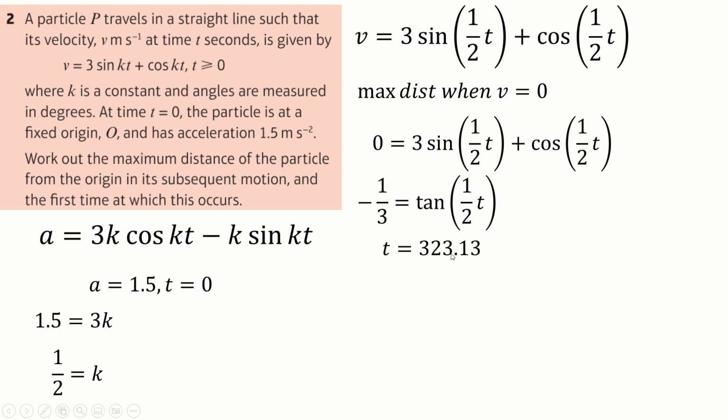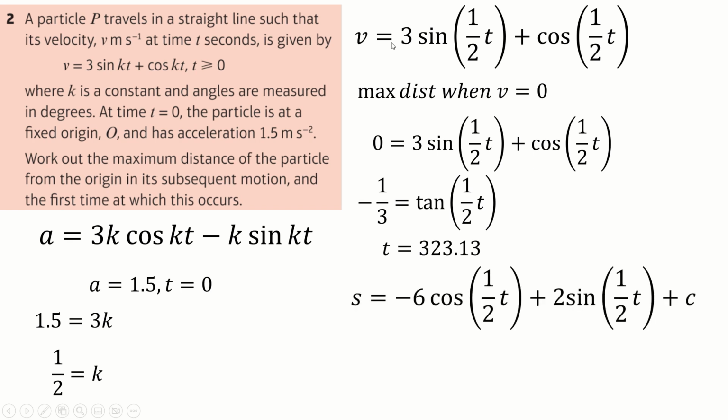And now, of course, we can start thinking about the actual s, because we want to know the max distance. So let's integrate this here. We get this, plus c, of course. We can work out this c because we know at time 0, we're at 0. So let's put in t as 0 and s is 0. T is 0, of course, makes this go away, makes this a 1, so that becomes a minus 6. So c is going to have to be 6 to balance that out.